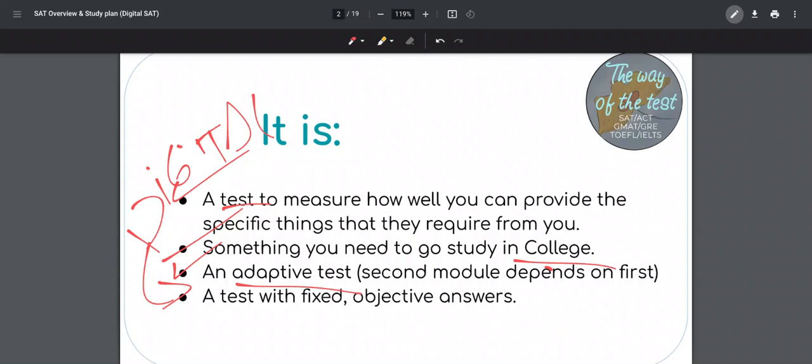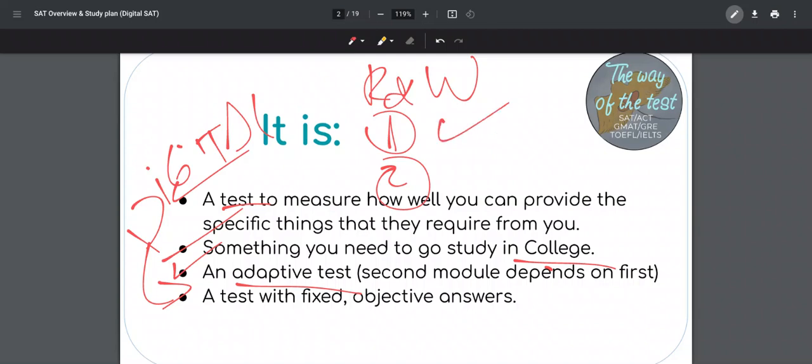So what does this mean? This means that the difficulty of the second module on each section is going to depend on how well you perform in the first module. For example, you have reading and writing, you have module 1 and module 2. If you do everything correct in the first module, then the second module is going to be more difficult than the first module. If you have most of your answers wrong in the first module, then the second module is going to be easier than the first module.